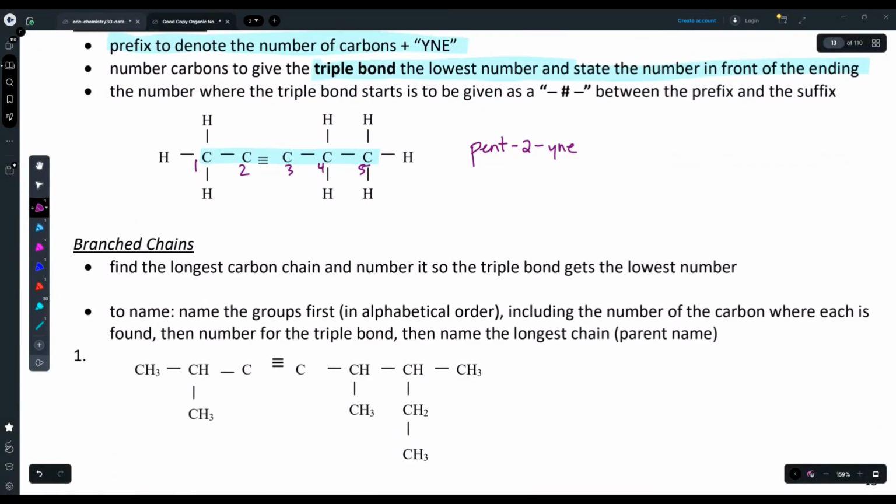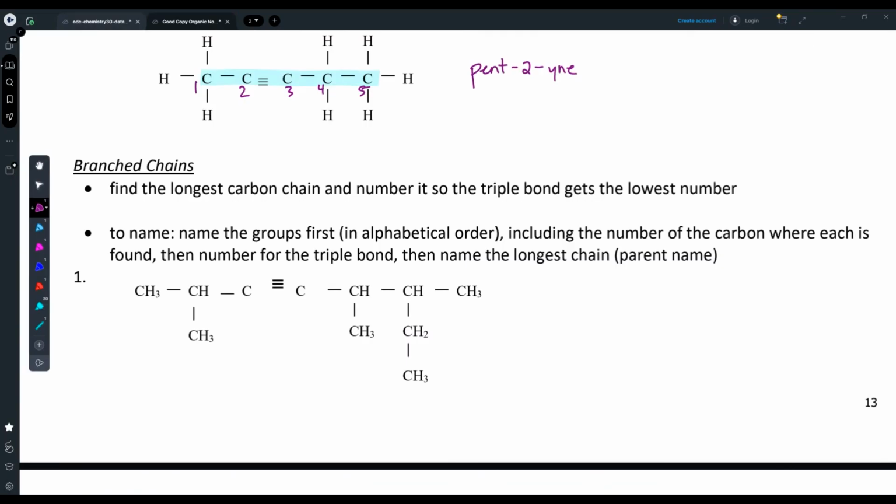Okay. For branched alkynes, you need to find the longest continuous carbon chain, or in other words, your parent chain, and number it so that the triple bond gets the lowest number. To name it, you're going to name your groups first in alphabetical order, including the number of the carbon where each is found. Then you're going to number the triple bond, then name the longest chain. Okay, so those are all the pieces that you need to be aware of when you're naming alkynes.